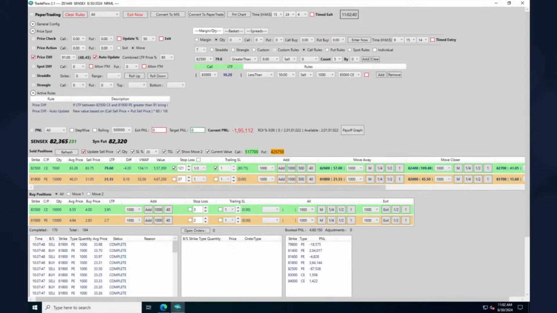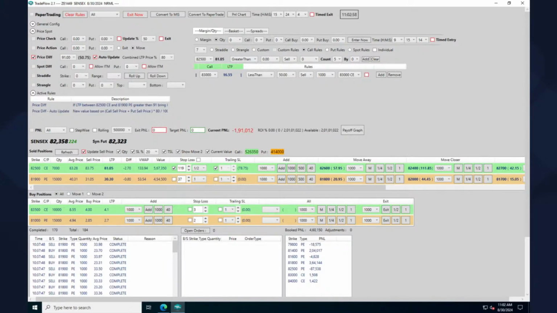Are you able to see the screen? Can one of you say yes? We're able to. All right, okay, that's great.